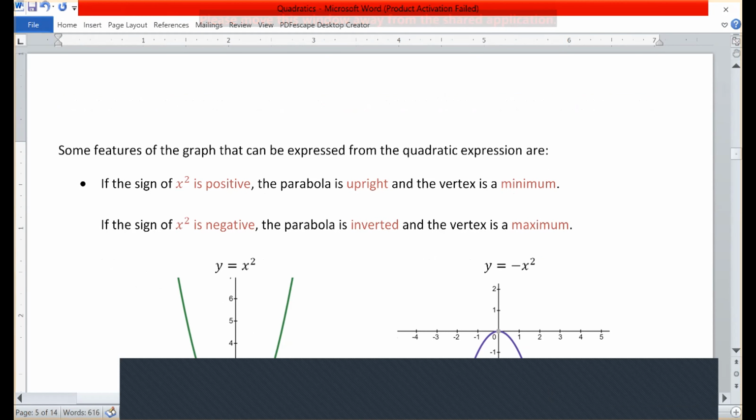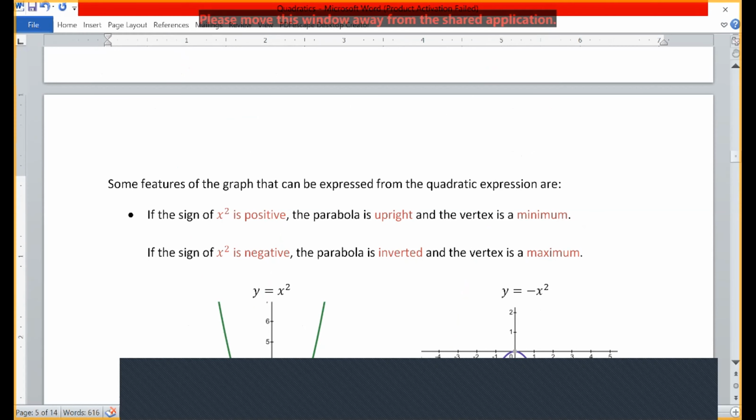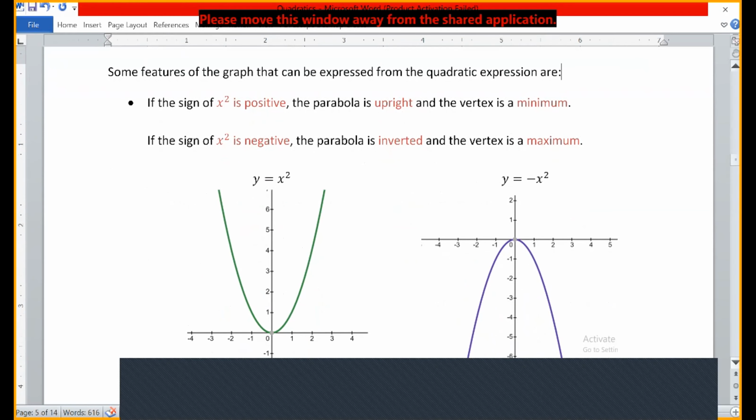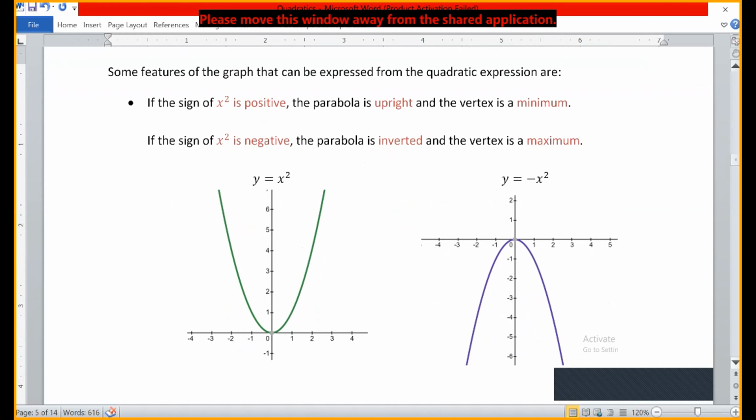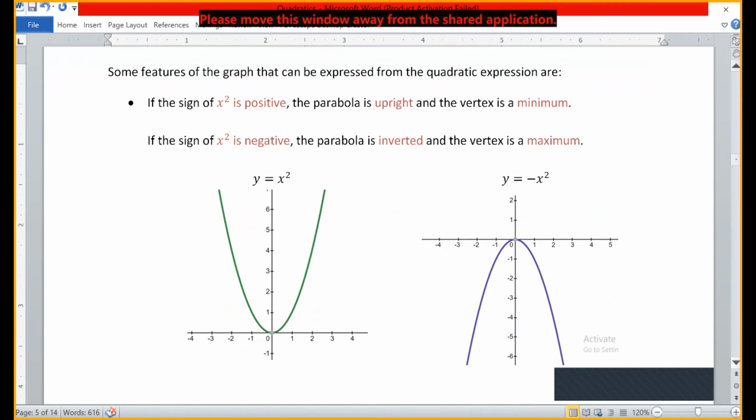So the first point is this: just the sign of the x squared term in your quadratic function can tell you the orientation of the parabola, whether it's a smiling one or a sad one. Quickly copy this. I have just taken an example. For simplicity, I've taken the x squared function, but for any function this is true. The sign of the x squared term tells you whether you have an upright parabola or an inverted, upside down parabola.